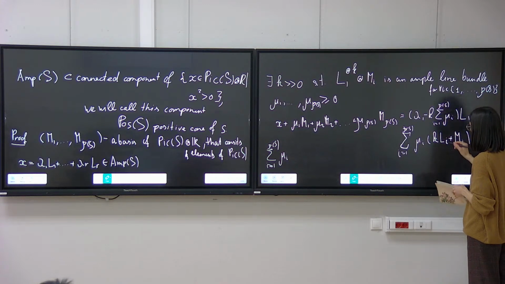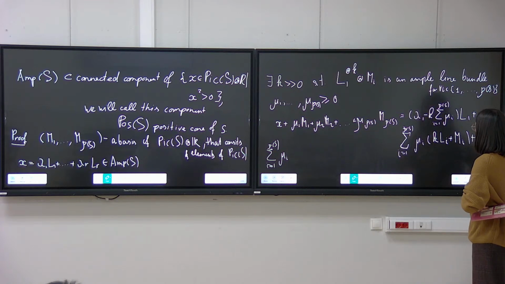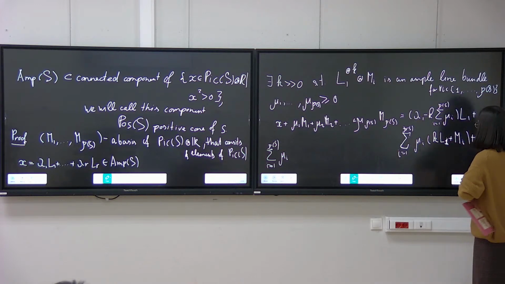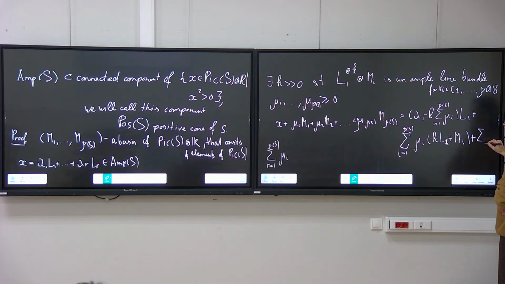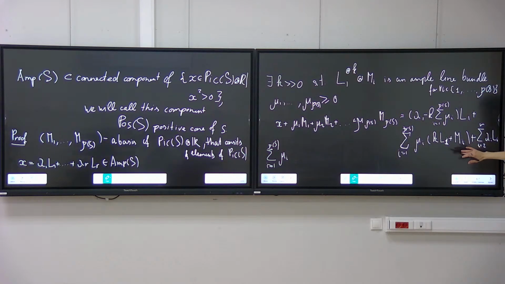What should we add here to obtain this sum? Here we should take definitely this one, and here we just take I equal to 2 to R, lambda I from I equal 2 to R. Right? Okay, yes. Now everything is okay.